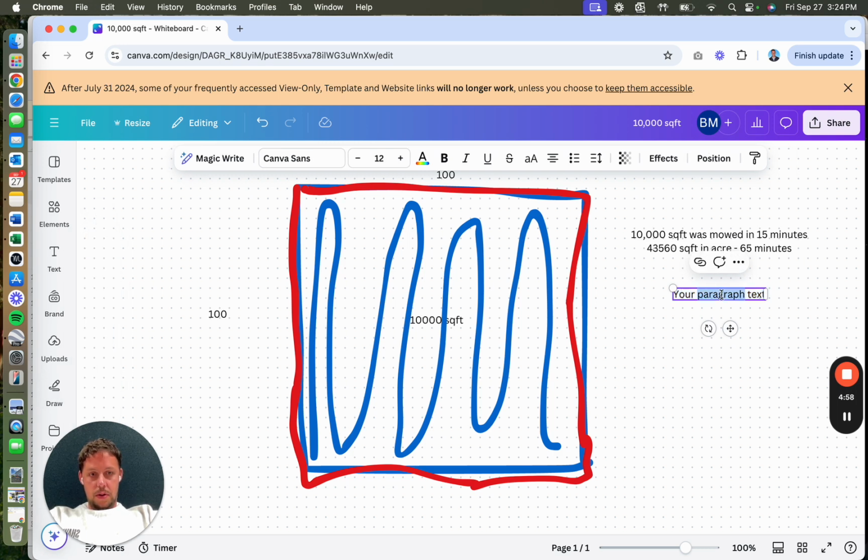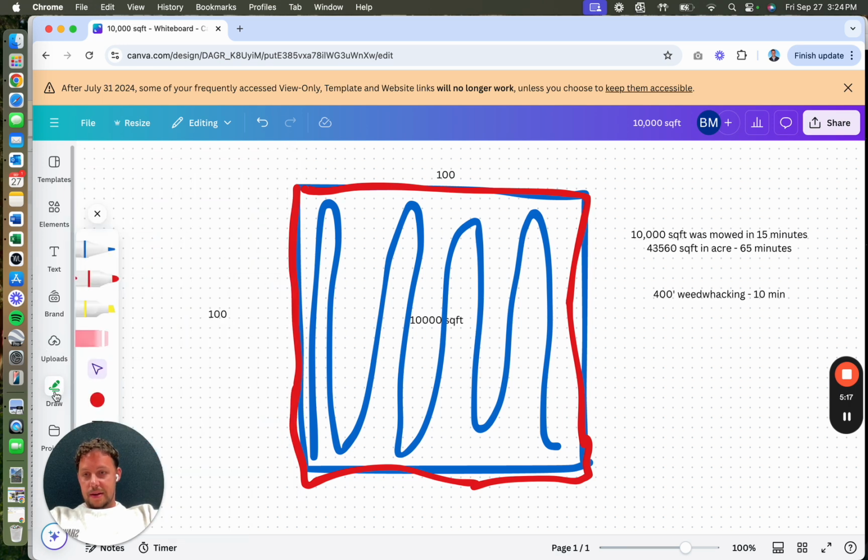So 400 feet of weed whacking, let's just say, takes us, what do you guys think that would take? I've not weed whacked in a long time. We'll say it takes 10 minutes. All right.